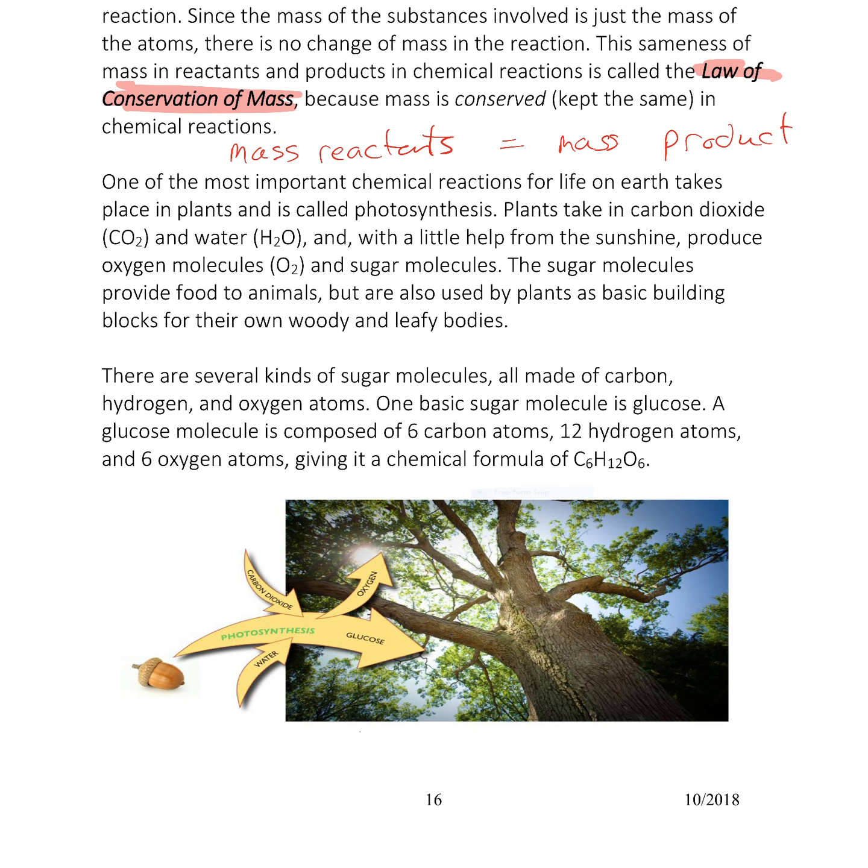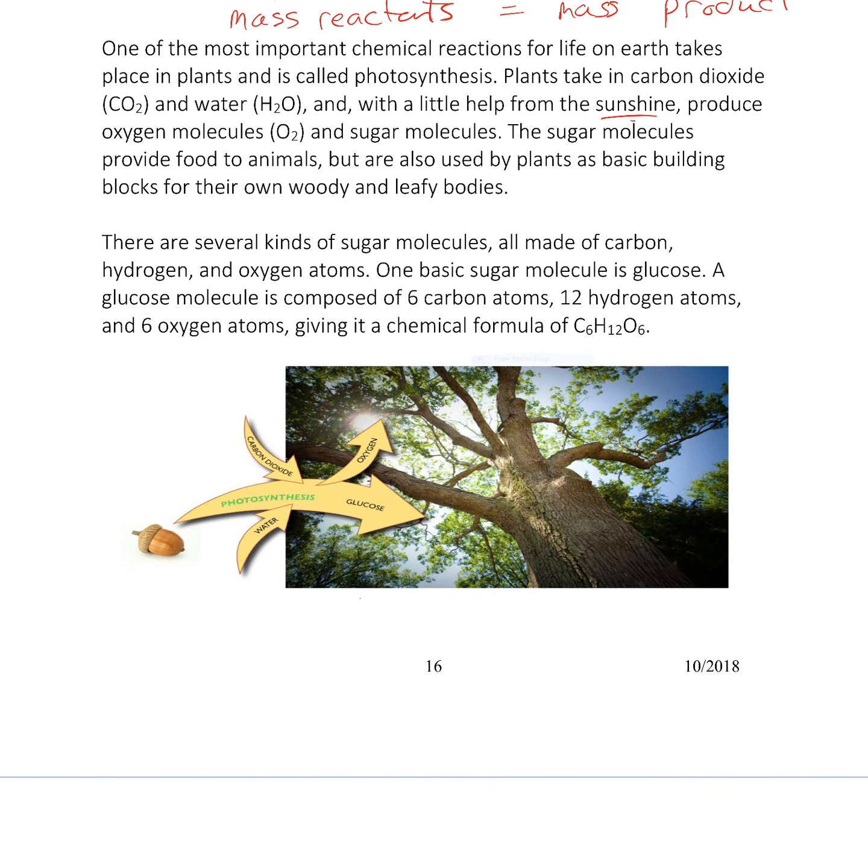So in photosynthesis, a plant takes carbon dioxide and water, and it makes oxygen and sugar. Now, of course, it does require a little bit of sunshine, a little bit of energy, but those sugar molecules then provide food to animals, but they're also used by plants as basic building blocks to make things like starches and cellulose, and those are other ideas.